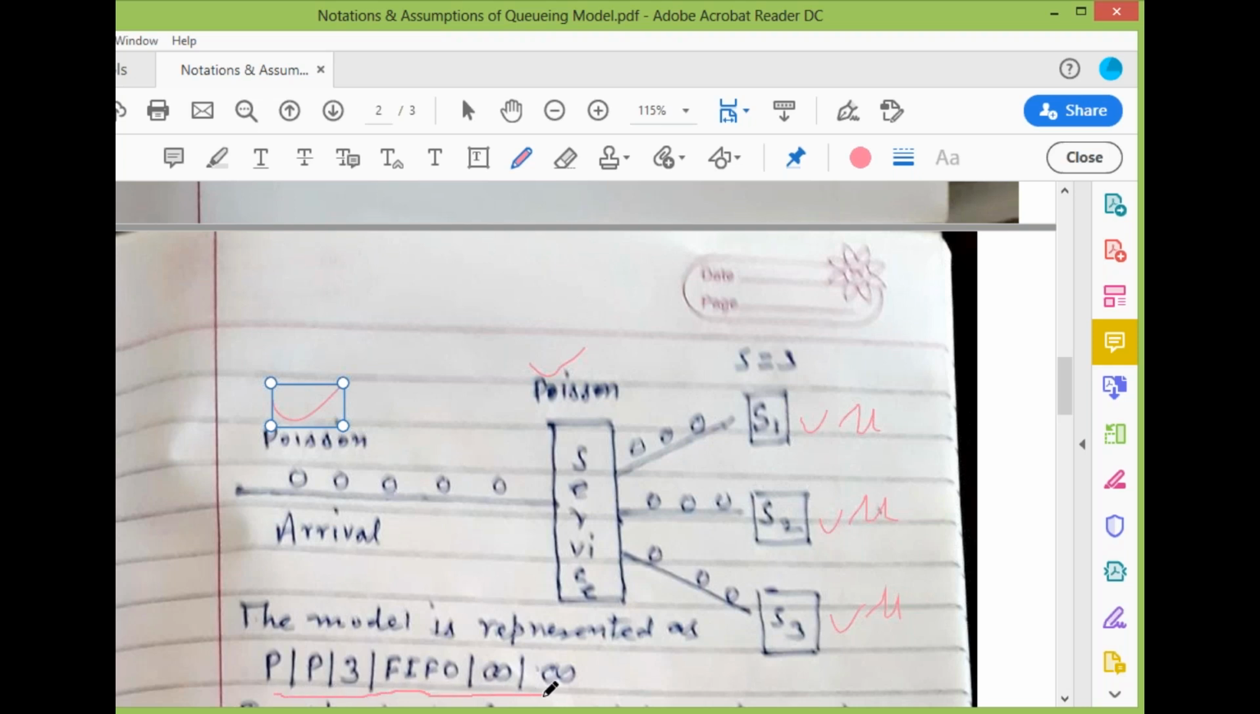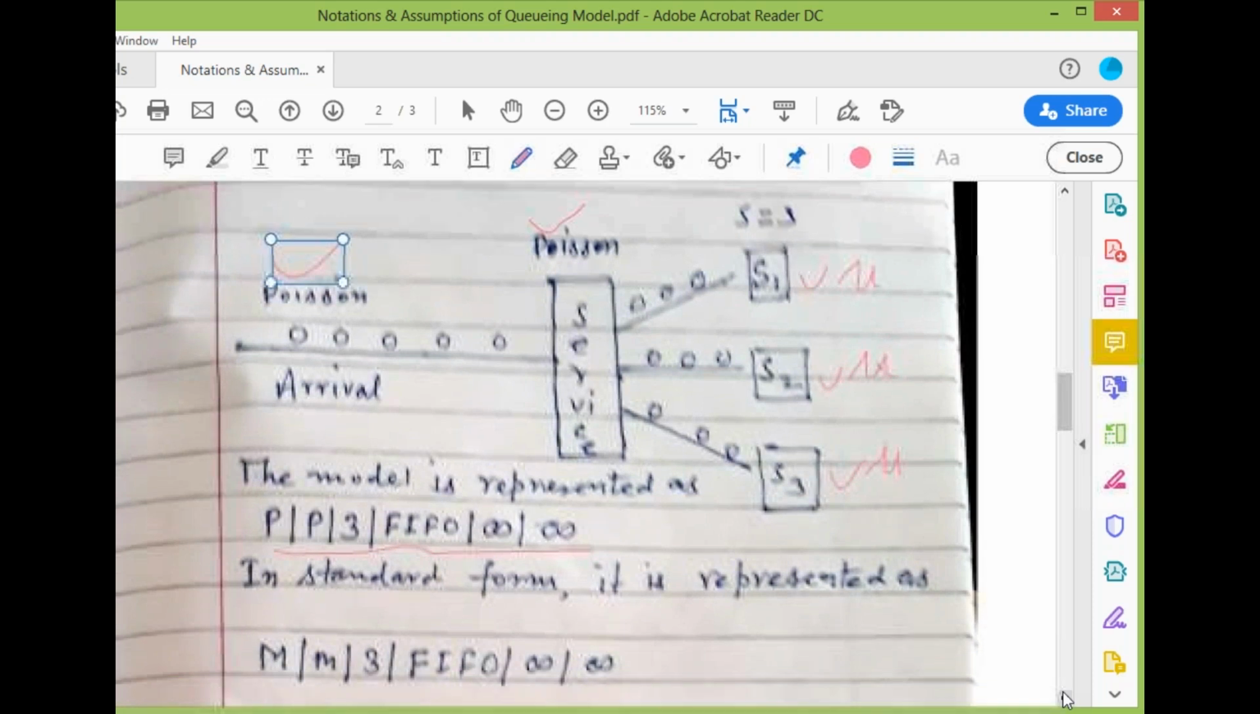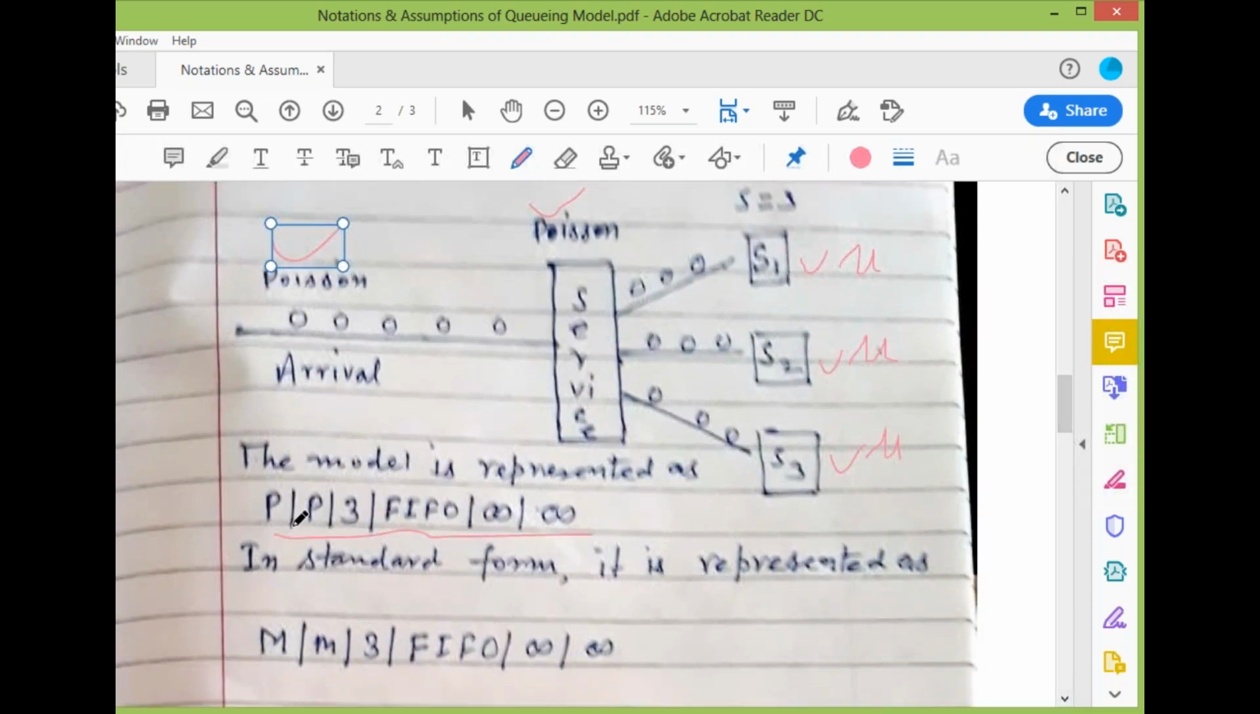So here you simply look at P, P, 3, infinity, infinity. So this model is infinity, infinity, but P is not written. P means Poisson. But I told you there is also a very interesting aspect of this. P is not given as a notation. In the notation, only M is given. M is Markovian. So this is the Poisson.